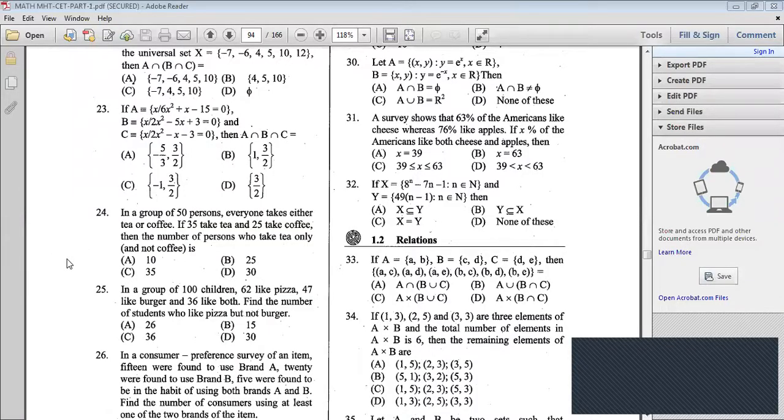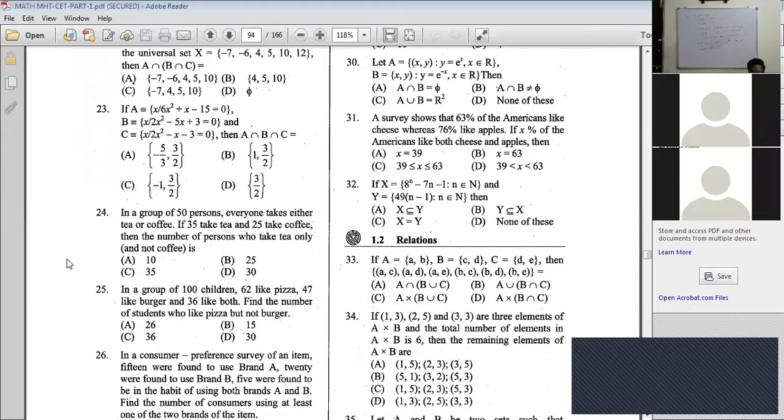Look at the 25th problem. In a group of 100 children, 62 like pizza, 47 like burger, 36 like both. Find the number of students who like pizza but not burger.